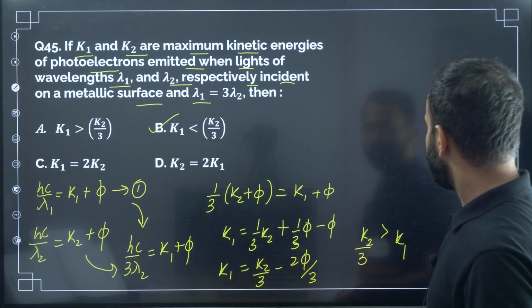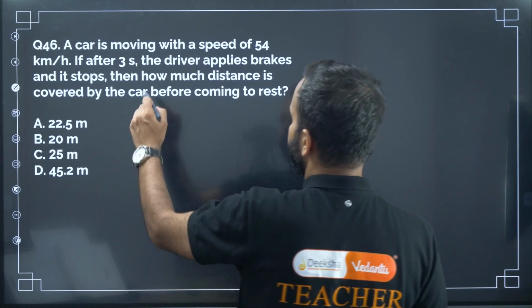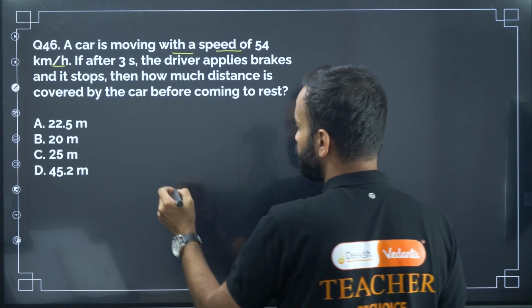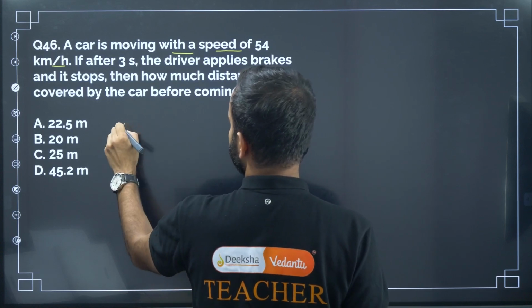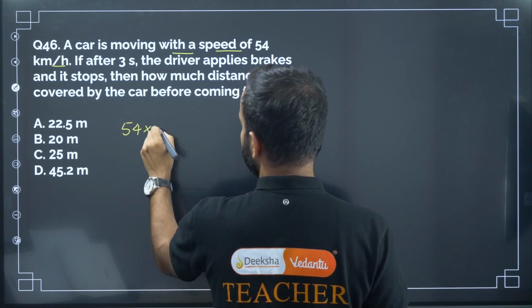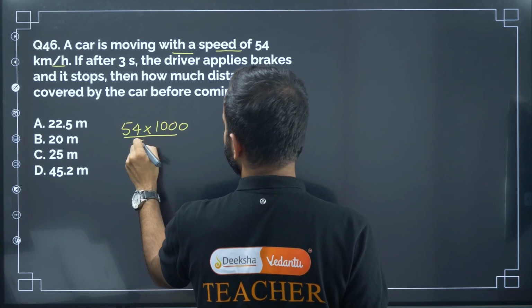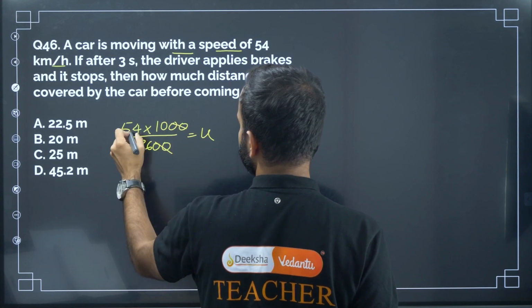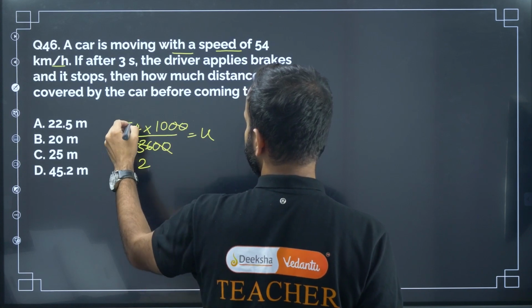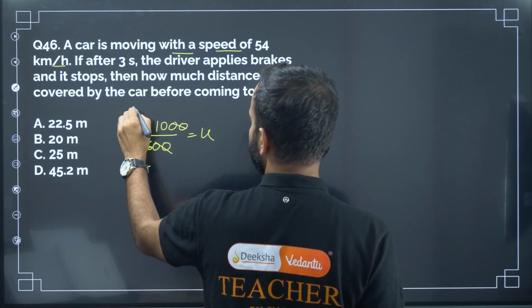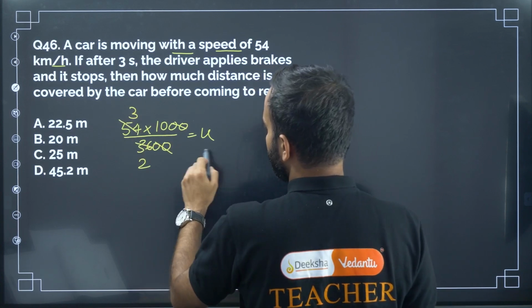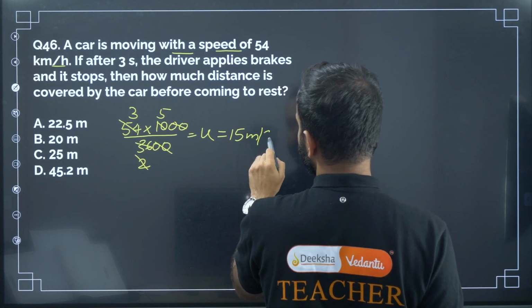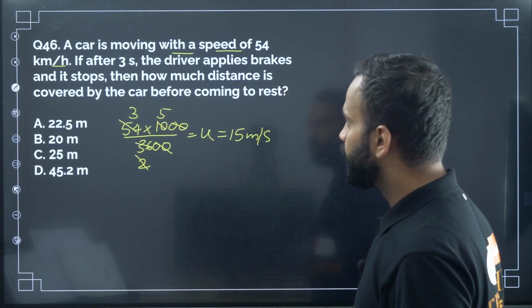Next question, question number 46. A car is moving with the speed of 54 km per hour. We have to convert 54 km per hour into meter per second. So 54 into 1000 divided by 3600, this is the initial velocity. 18 2s are 36, 18 3s are 54, so this will be 15 meter per second. Otherwise, directly multiply by 5 divided by 18.